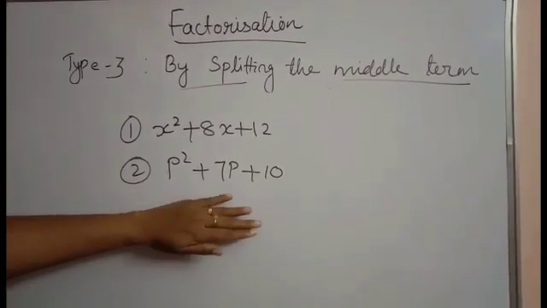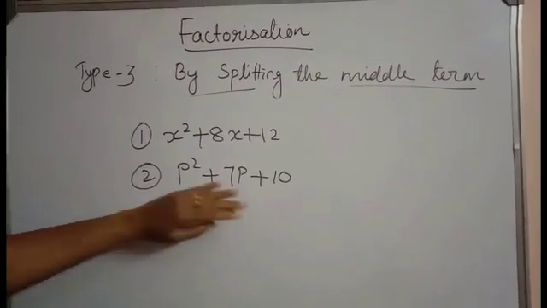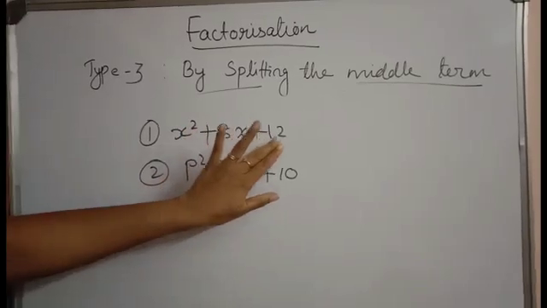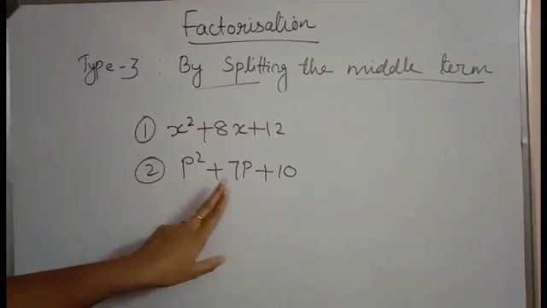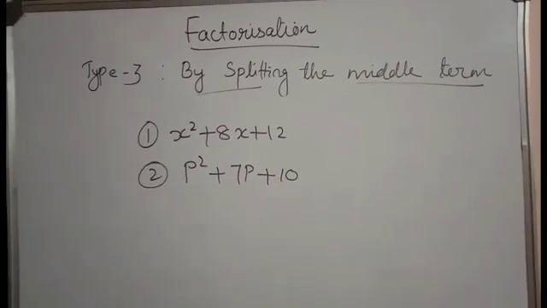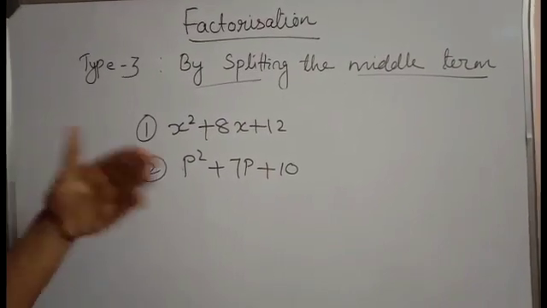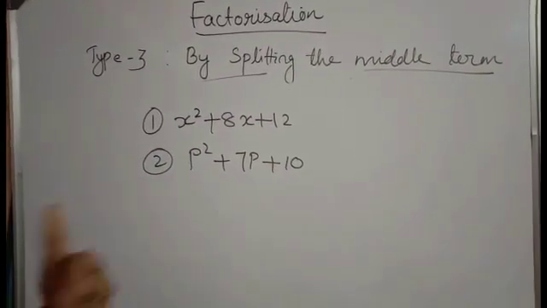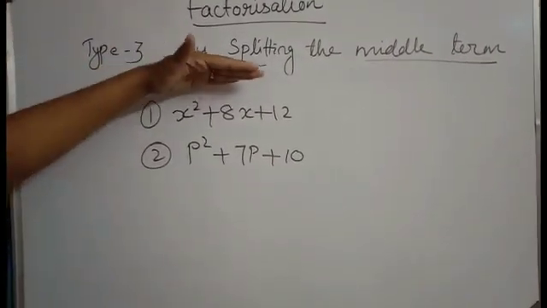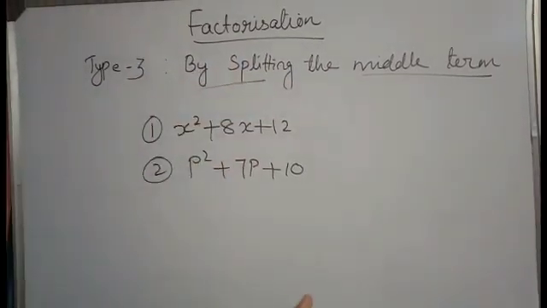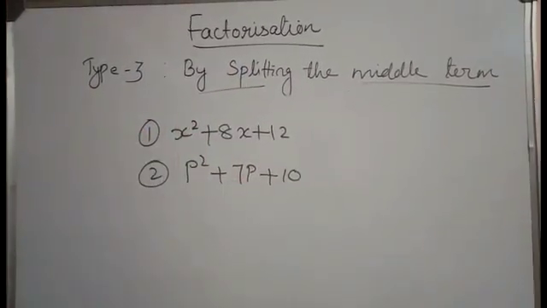Now, you can try these questions and let me know the answer. The first question is x square plus 8x plus 12 and the second one is p square plus 7p plus 10. Let's continue the same topic in the next class with more sums, because here we have considered only the positive terms. In the next class, we will discuss even the negative terms.